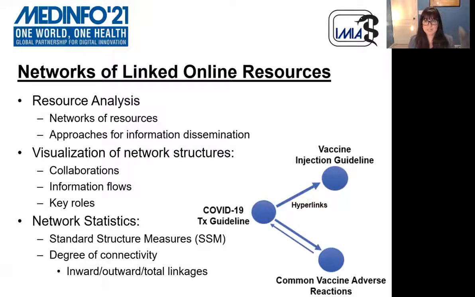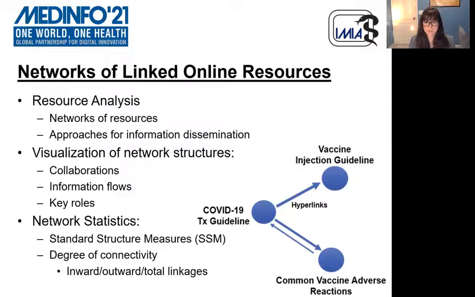Here is a simplified version of a network. We have nodes, in this case, web pages, that contain information about COVID-19 treatment, vaccine injections, and possible adverse reactions. The linkages or hyperlinks between these web pages are considered edges. They can count the number of times a single document links to another document in the form of a hyperlink to determine the weight of those edges. We can use these combinations of linkages and nodes to calculate standard structure measures, such as the degree of connectivity. The degree of connectivity identifies the number of inward linkages, outward linkages, and the combined total of linkages.